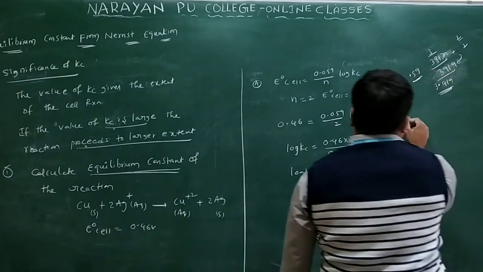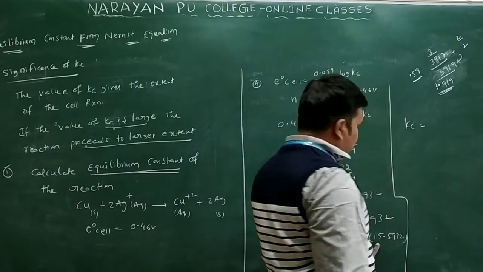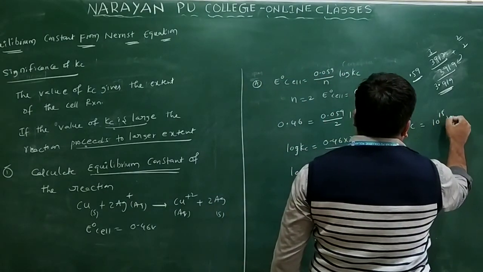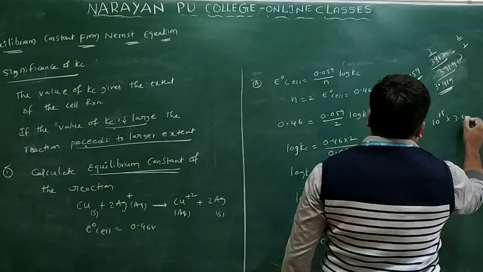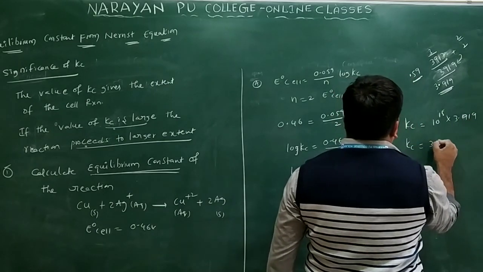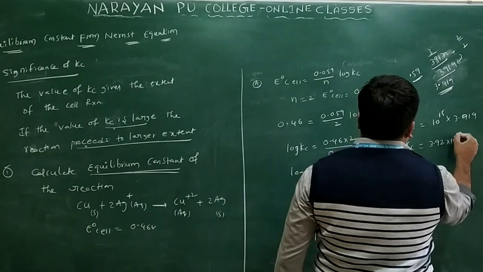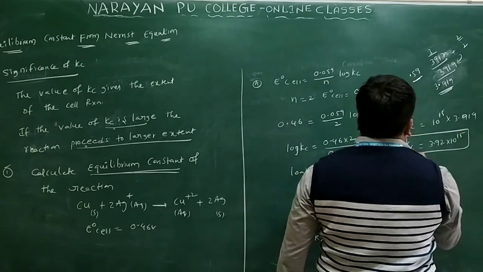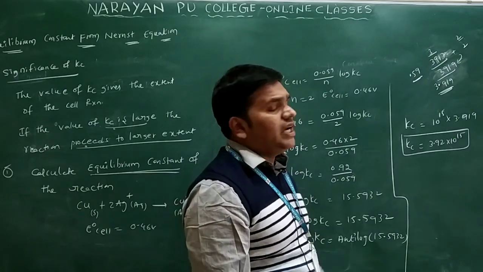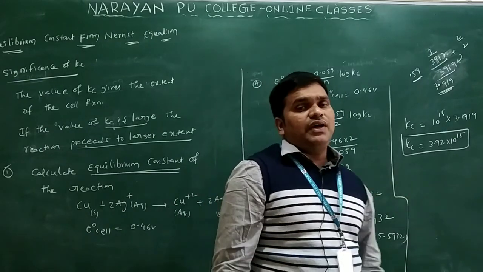So Kc is equal to 10 power 15 into 3.919. So Kc is equal to 3.92 into 10 power 15. This is the equilibrium constant for the reaction. Like this, you can identify the equilibrium constant when E naught cell is given.